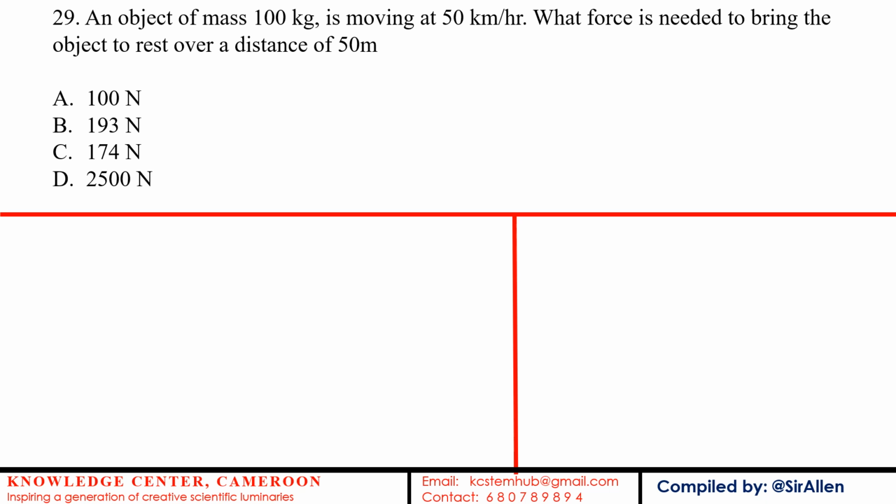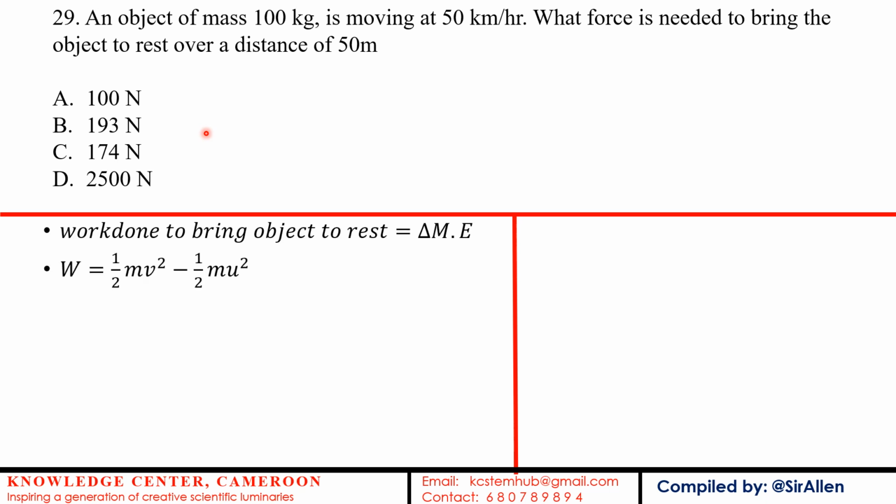An object of mass 100 kilograms moving at 50 kilometers per hour, what force is needed to bring the object to rest over a distance of 15 meters? Well, work done to bring the object to rest is the change in mechanical energy, so just get the change in kinetic energy. Since it comes to rest, v final is zero, so we have negative half mu squared here. That's our equation one. But again, work done is force times distance.